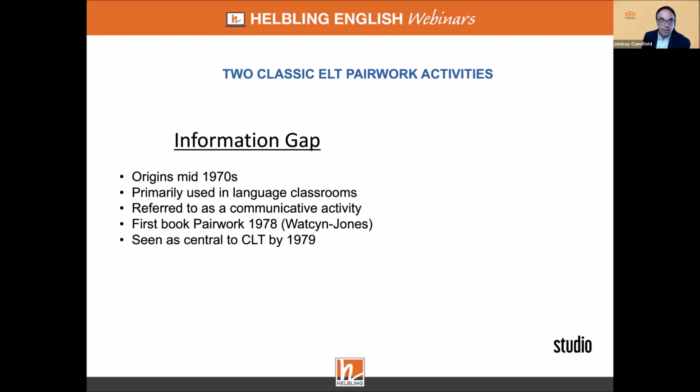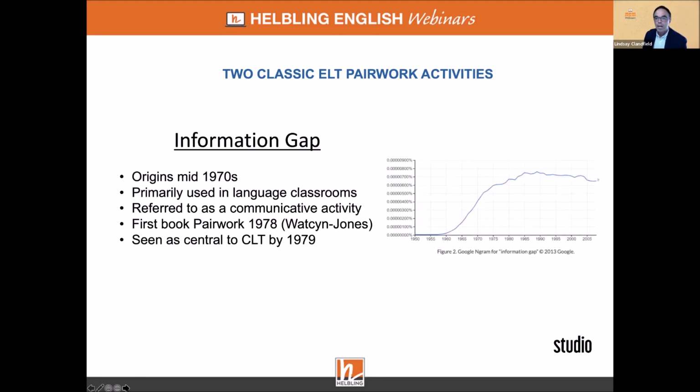This was primarily used as a Pairwork activity in language classrooms. So this originated, from what I could see, in the language classroom. And it was first referred to as a communicative activity and also becomes popular in the early 70s, with one famous book called Pairwork that was only information gaps. But by 1979, it's seen as central to CLT, communicative language teaching. It's seen as one of the main methodological activities. So if you were showing a communicative language classroom, you would show an example of an information gap. The term information gap, as it develops from the 1950s, not at all. No one talks about it. We start seeing it more in the 1960s up until the 2000s, where it's much more common.